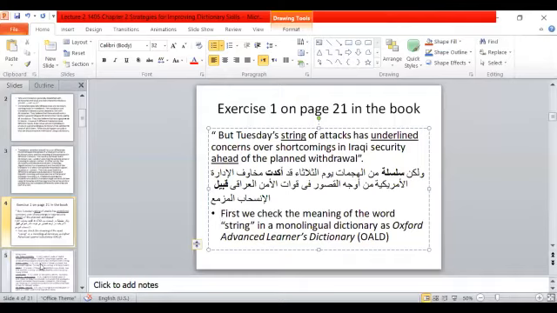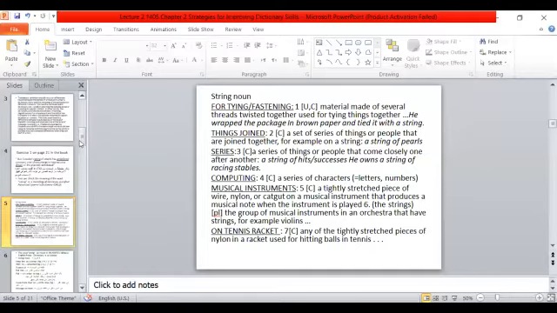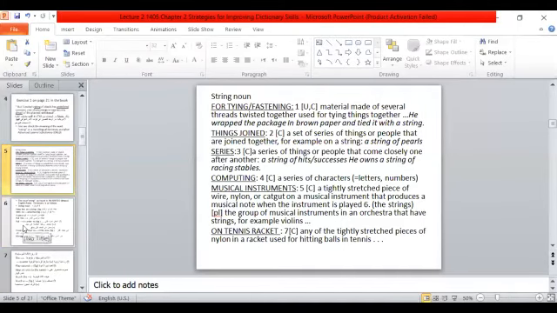First, we check the meaning of the word string in a monolingual dictionary, such as the Oxford Advanced Learner's Dictionary. String as a noun, for tying or fastening: material made of several threads twisted together, used for tying things together. And then there is the example: He wrapped the package in brown paper and tied it with a string. وبعدين string has got another sense. It means things joined, a set or series of things or people that are joined together. For example, a string of pearls.